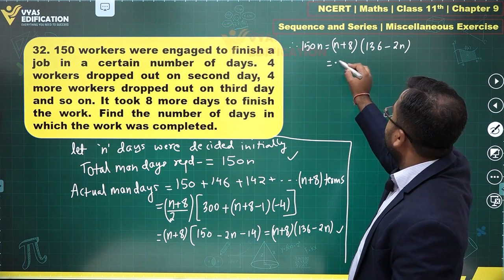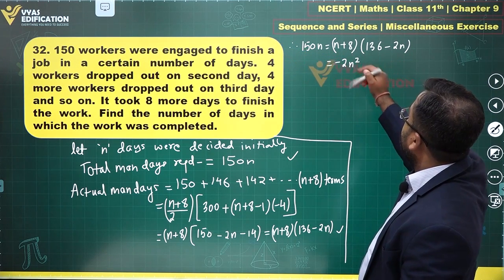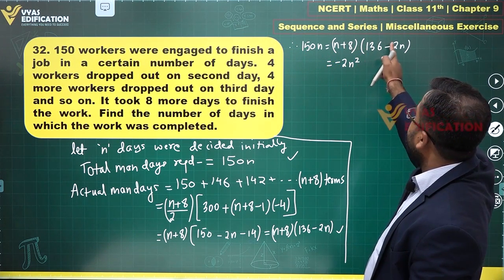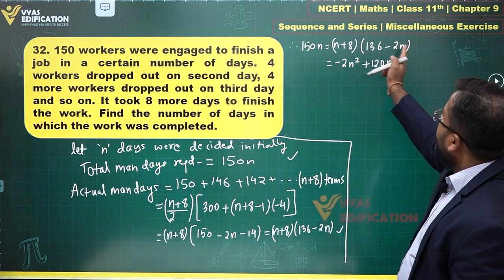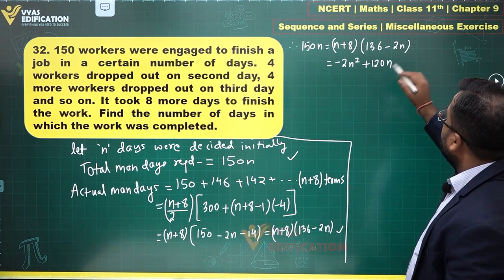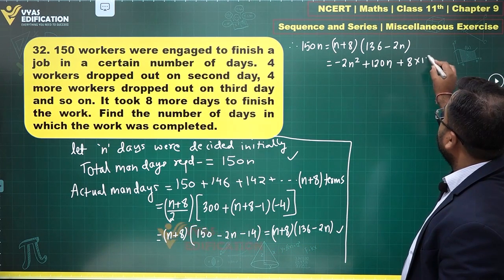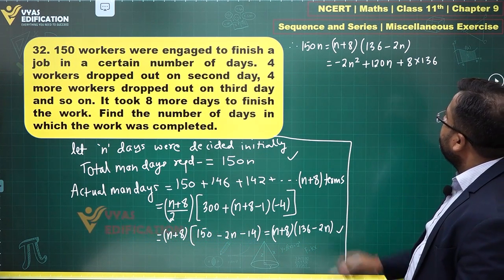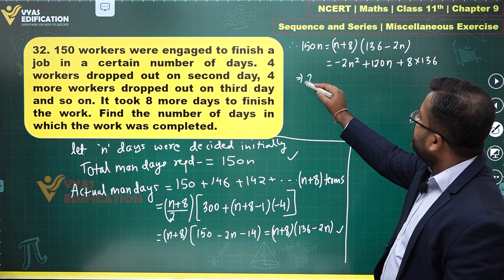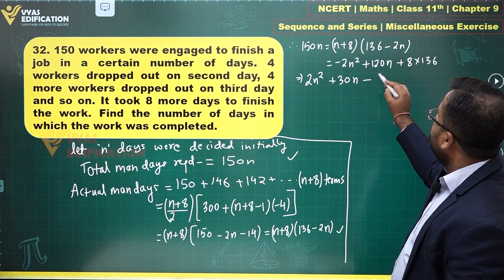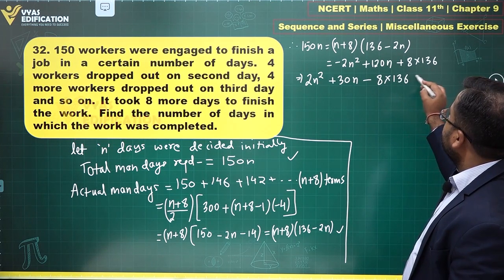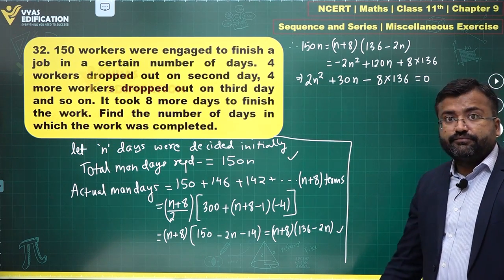And what does this become? This is minus 2n square. 136n minus 16n is 120n, and you have 8 into 136. Okay, plus 8 into 136 is what you get. That's what you have, right? Let's bring everything to the left hand side. This is 2n square plus 30n minus 8 into 136 is equal to 0. This is what you get, right?